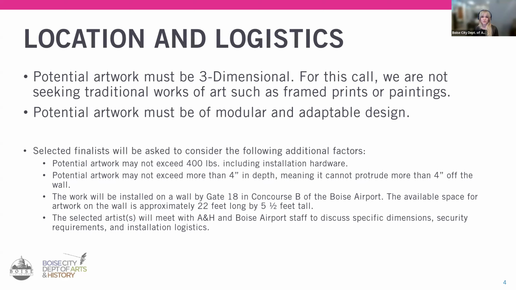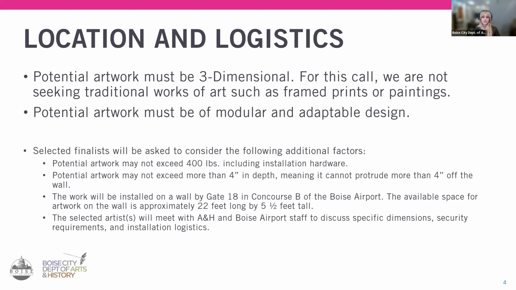So the work can't weigh more than 400 pounds. That's what the wall can support. It can't be any deeper than 4 inches, so it can't come more than 4 inches off the wall. That's just because this is an active space for people. They're sitting, they're walking, they're moving around. We want to make sure that our public art doesn't impede the function of the airport. Still three-dimensional, but a bit more shallow.